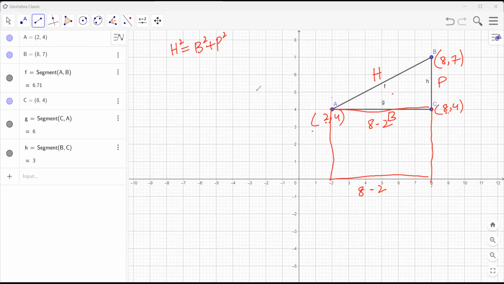This distance is 6. And now for this perpendicular, I can move here, and you will easily see that if you want the length of this segment, which is actually equal to this one, you will do 7 minus 4, which will be equal to 3. So perpendicular is 3 and base is 6.